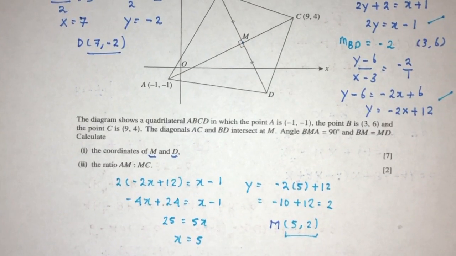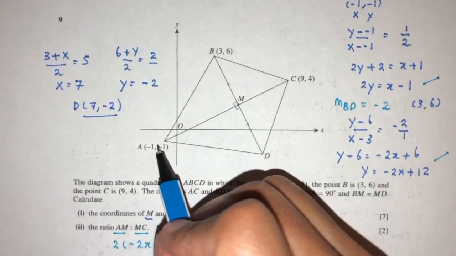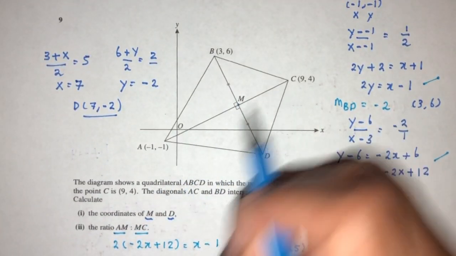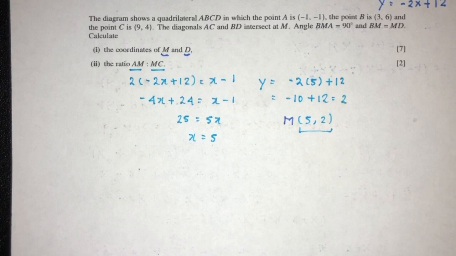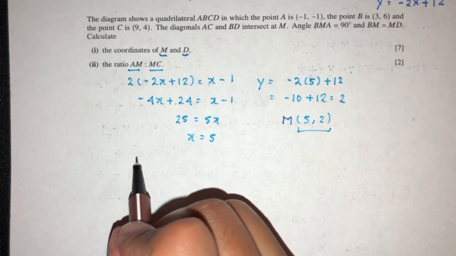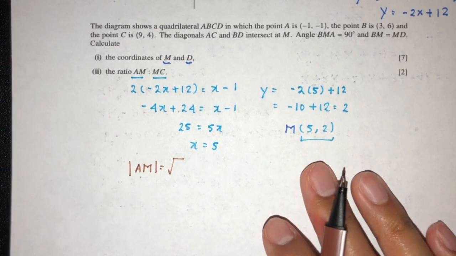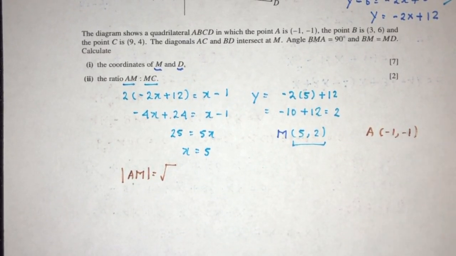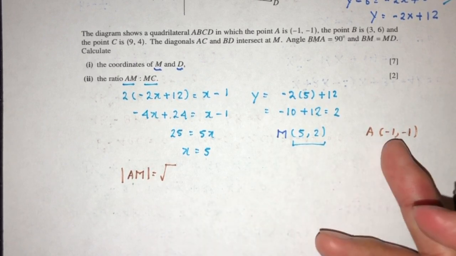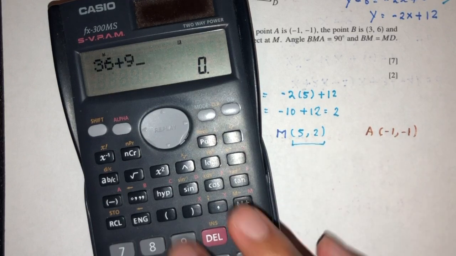Now the last one is to find the ratio of AM and MC. So we can definitely find the lengths to find that. So what is the length of, for example, AM? That will be the root of, we know the point A is (minus 1, minus 1). So first we can find the length. So minus 1 minus this, that will be minus 6 squared, 36, plus 9, that should be 45.